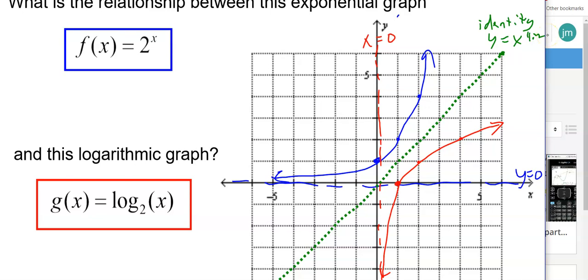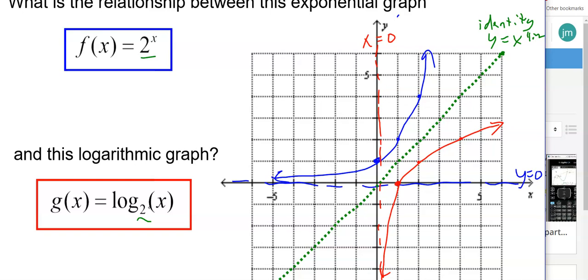I don't know if you see it, but the base on this one is 2. The base on this one is 2. They have the same base. These functions are exact inverses of each other. You might be wondering, why are we doing exponentials and logarithms in the same chapter? Because they are inverses of each other.